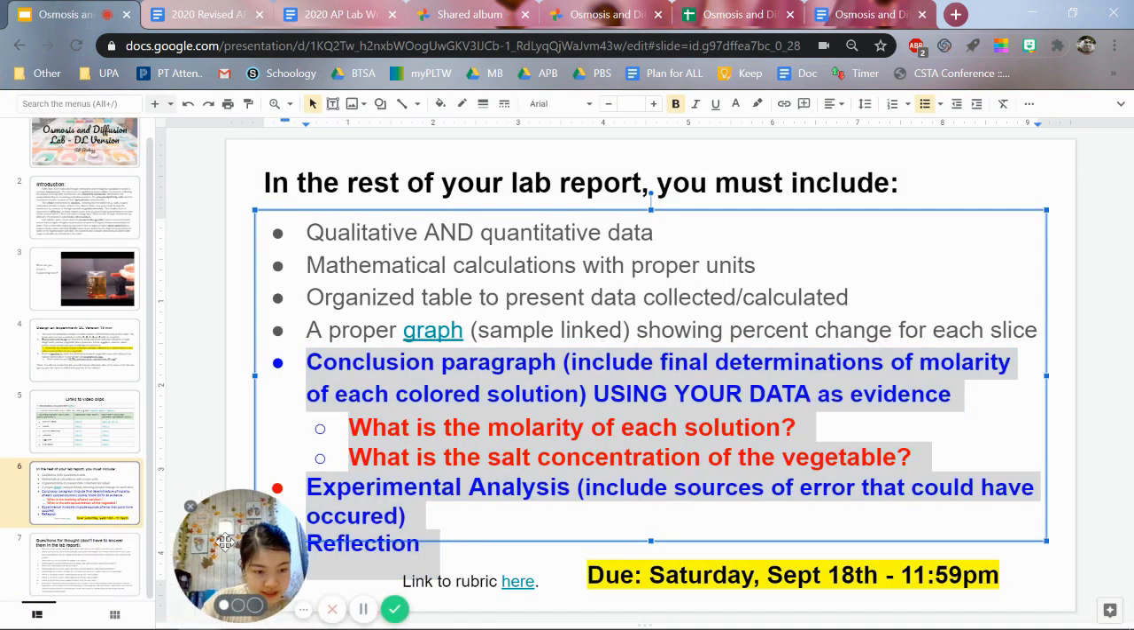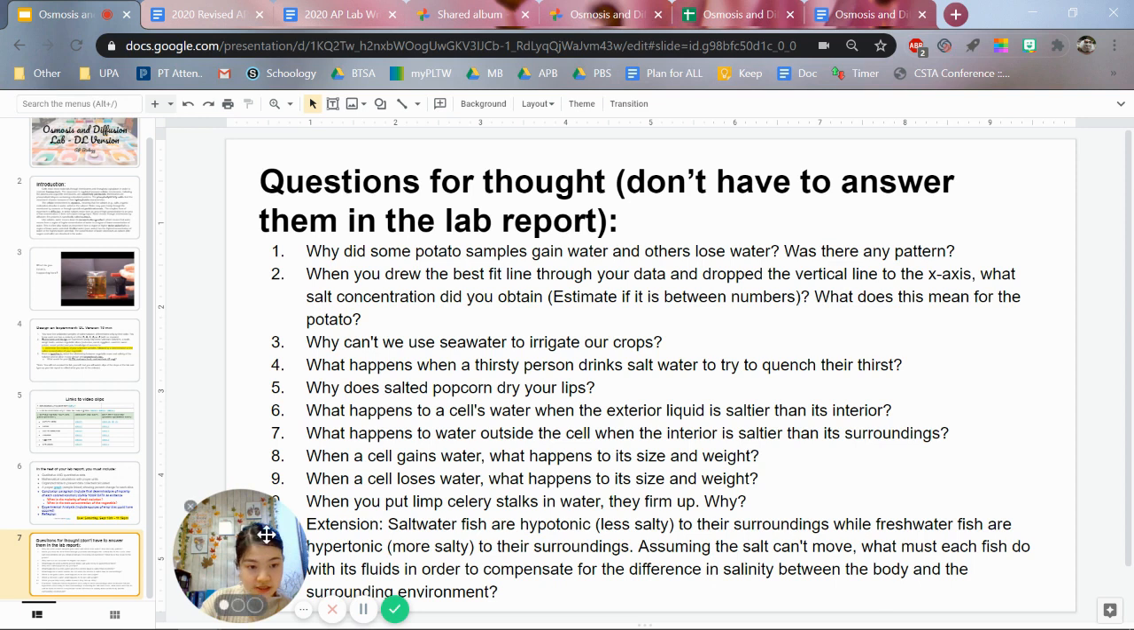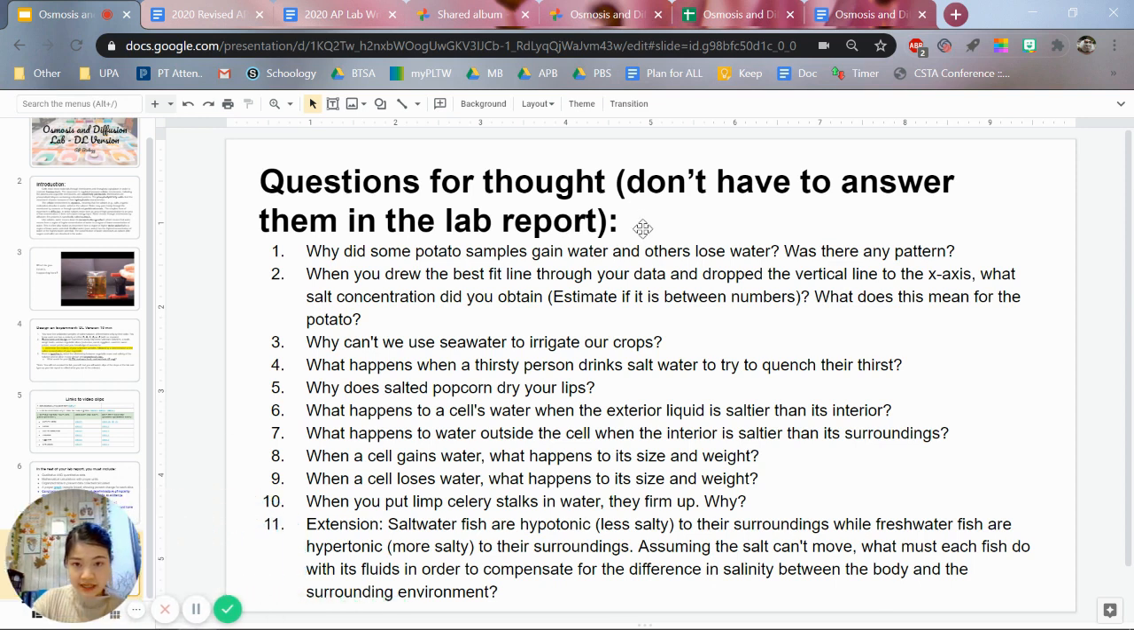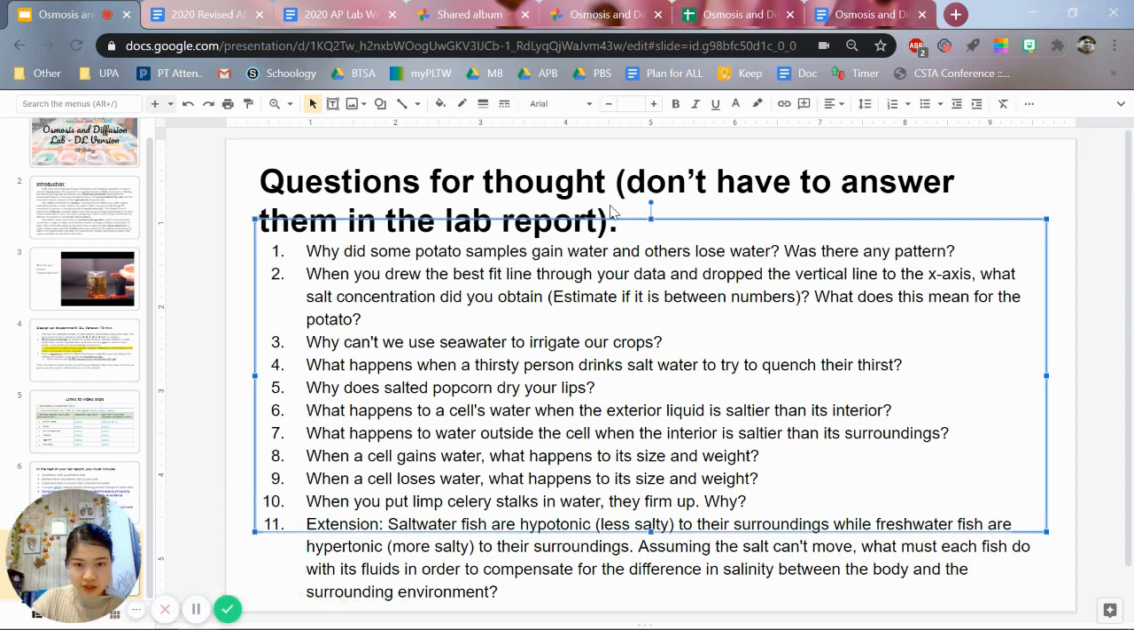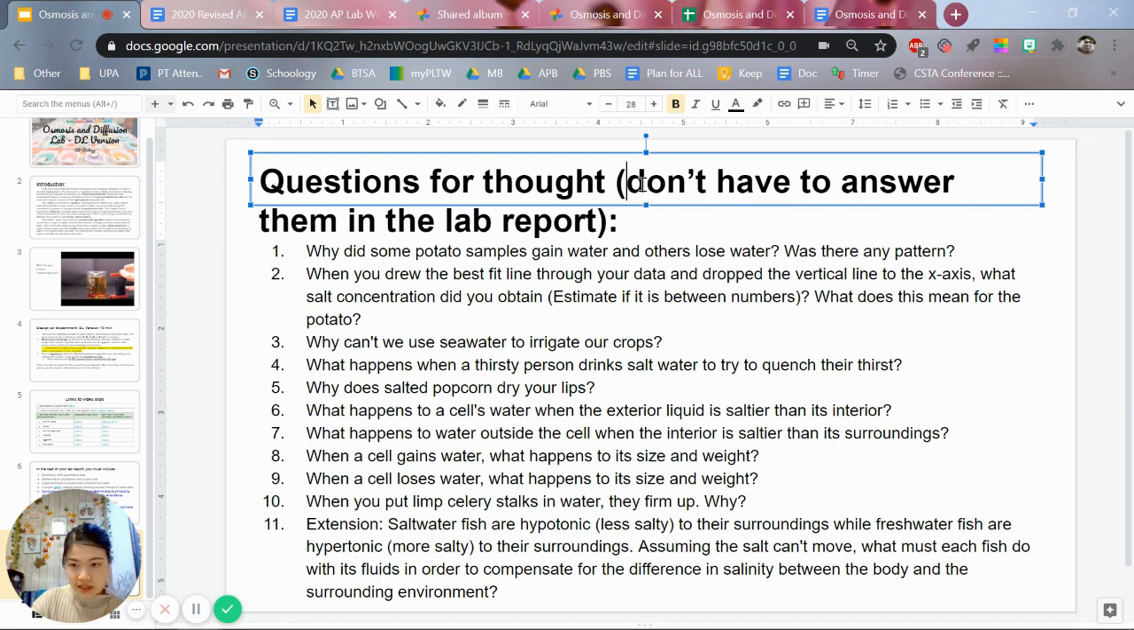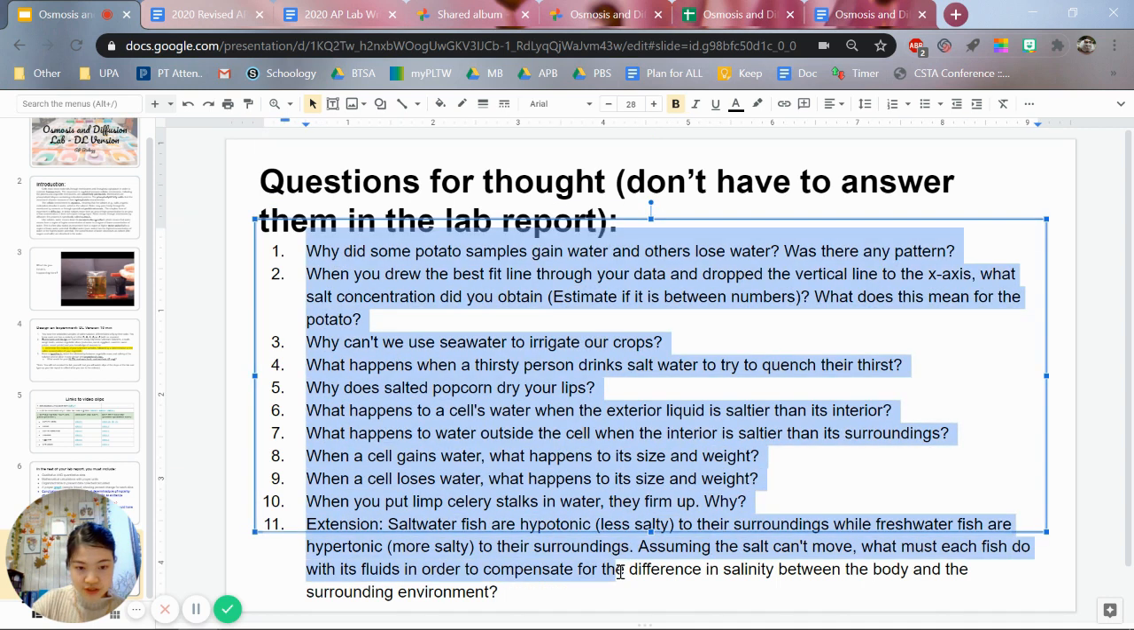And then this last slide here is just questions for thought that I copied and pasted from my adventures on Google trying to find some relevant guiding questions for my students for this lab. I just didn't get to actually using these questions, but they're good for discussion.